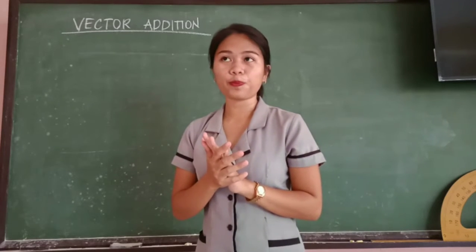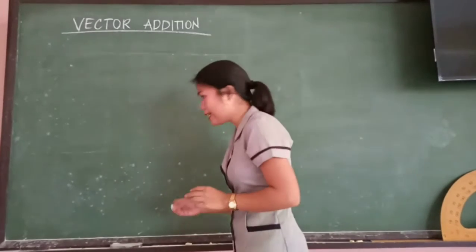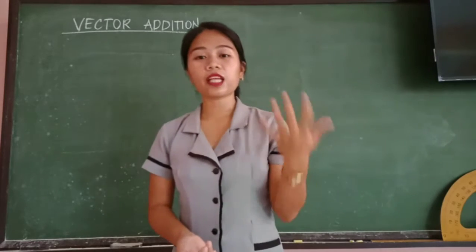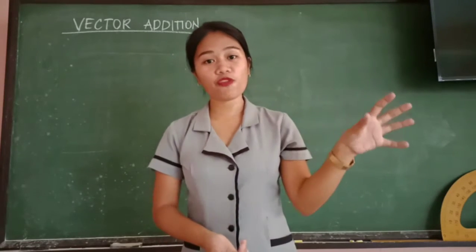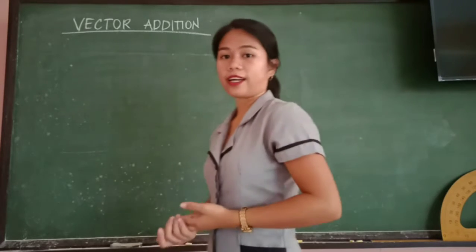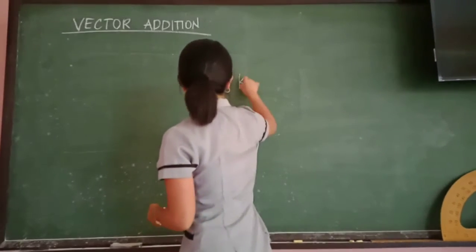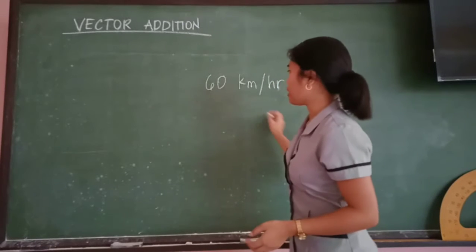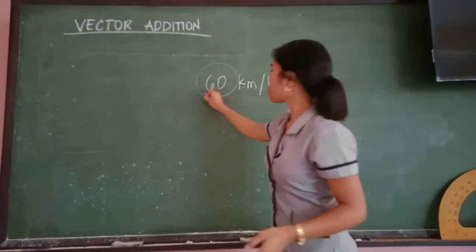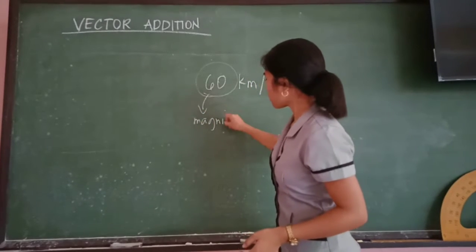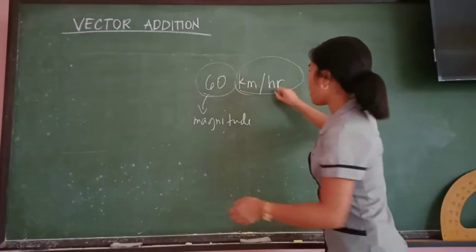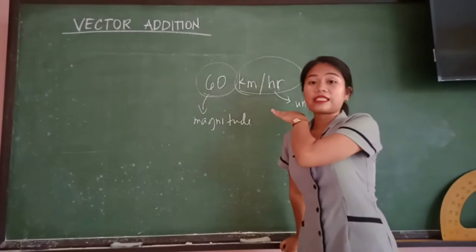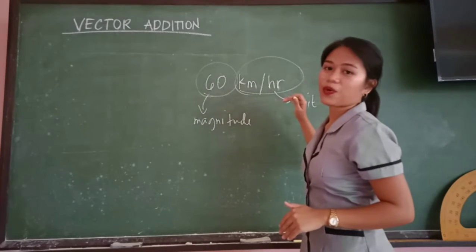Let's say, for example, a car is moving 60 kilometers per hour. 60 kilometers per hour is used to represent the movement of an object, which is the car. When you look at this quantity, it involves 60, which is the magnitude, and km per hour, which is the corresponding unit. So this quantity is an example of a scalar quantity.